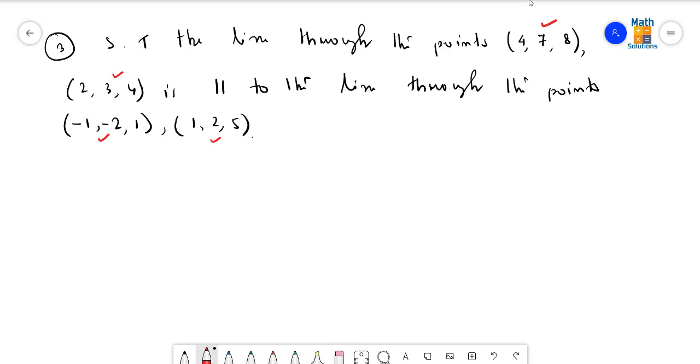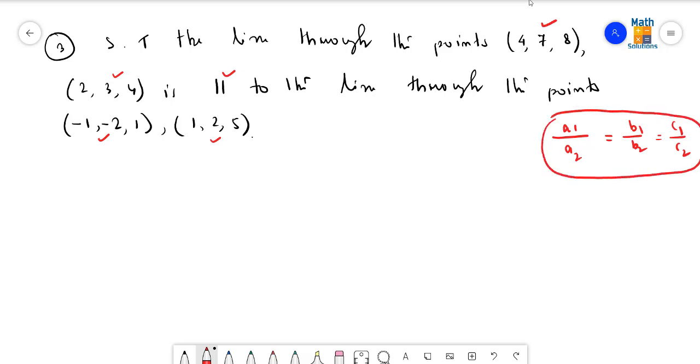The question is exactly similar to the previous question, but in question number 2 we had to check perpendicularity, and here we have to check the parallelism. For parallelism, with respect to the direction ratios, the result should come as A1 by A2 equal to B1 by B2 equal to C1 by C2. If this expression is satisfied, then we shall understand that the lines are parallel to each other. So coming to the solution part, first let us find out what are the direction ratios.